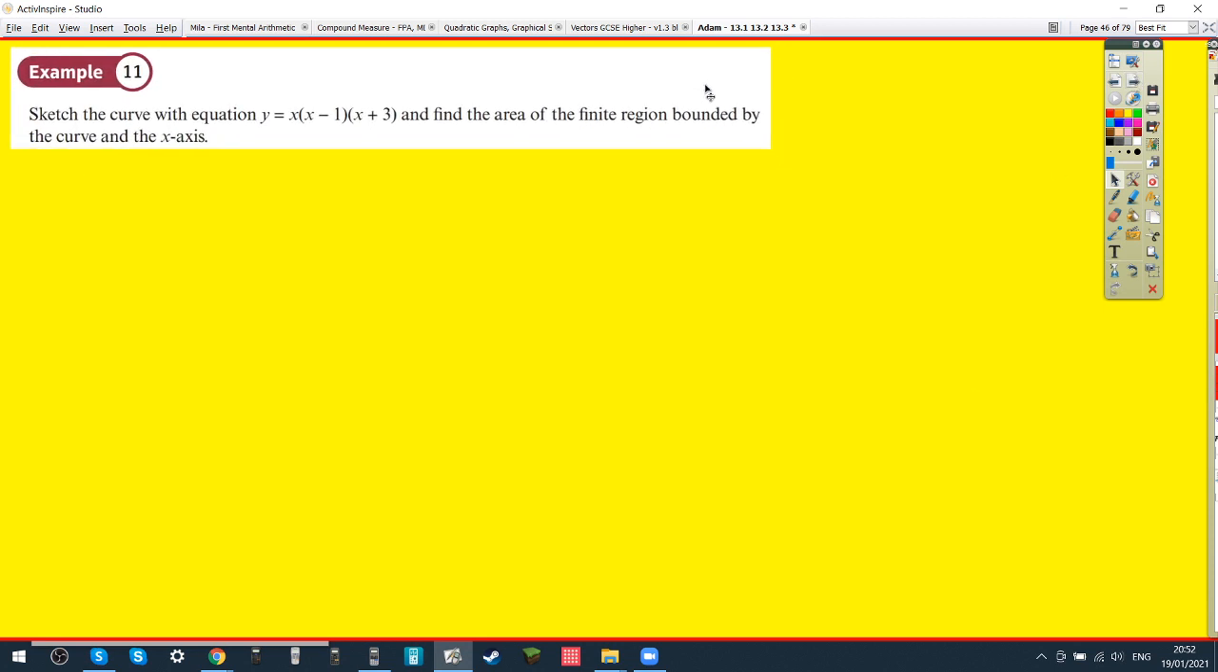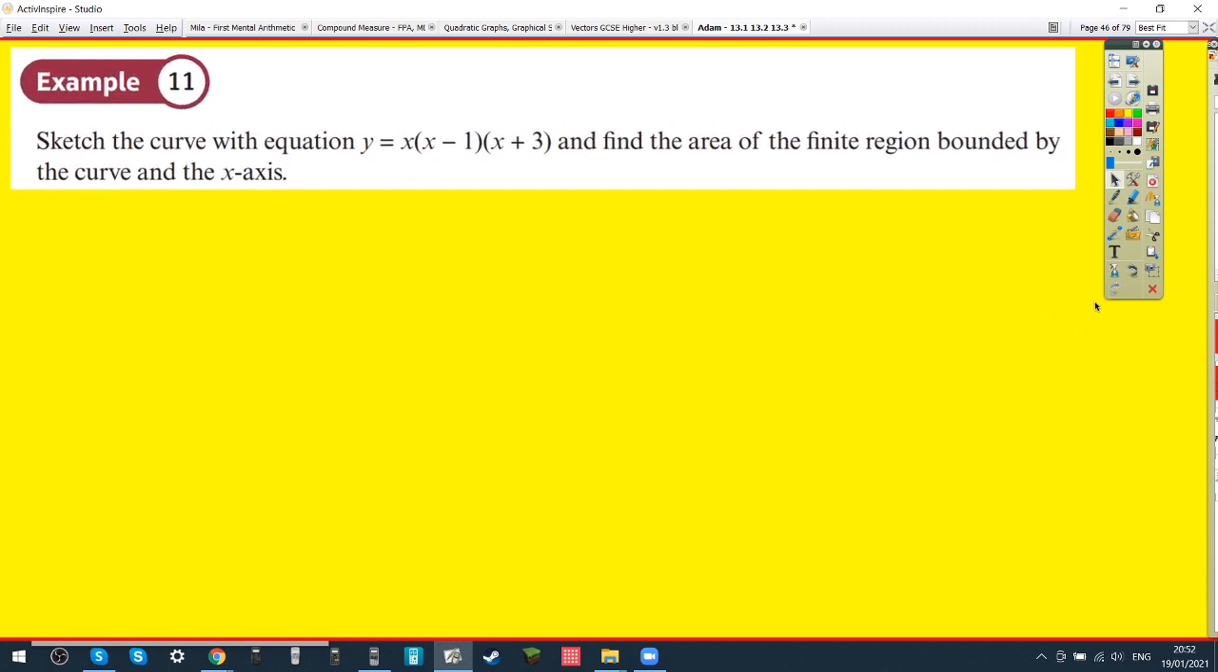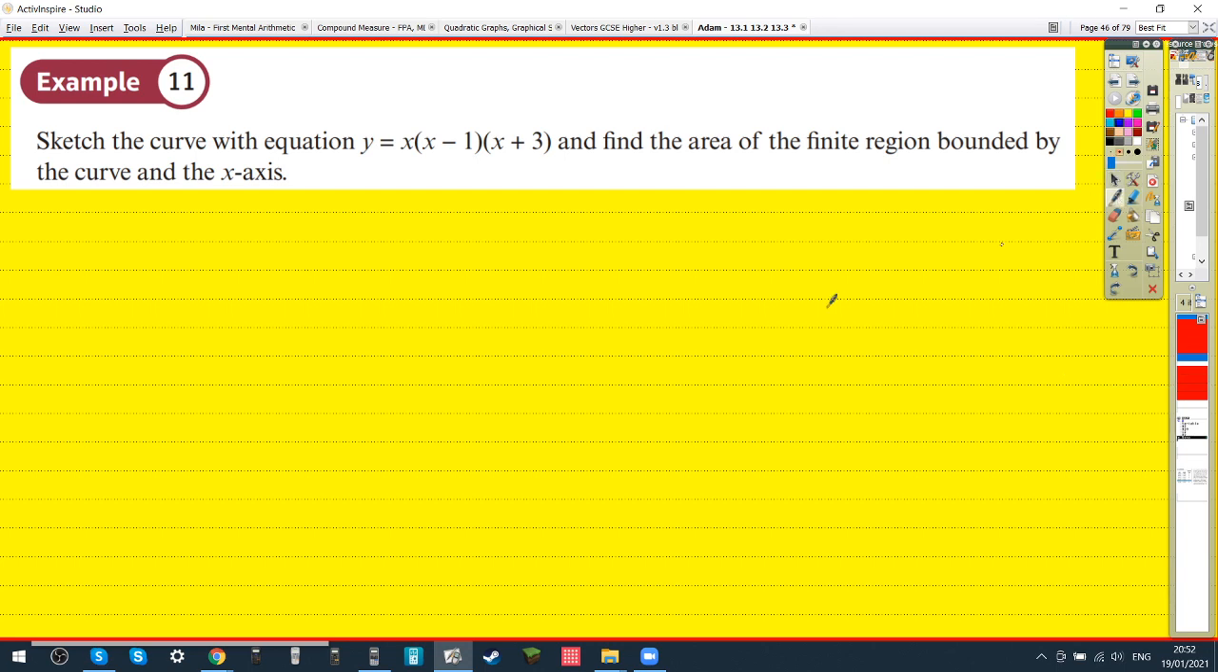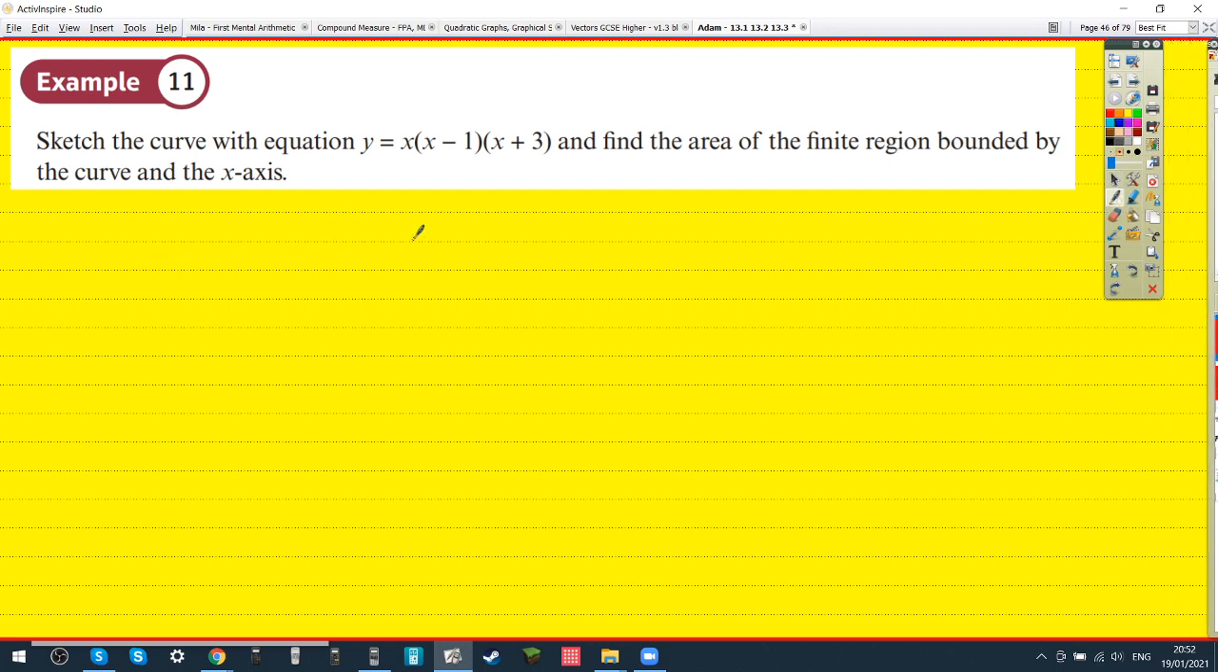Okay, let's see this one. Sketch the curve and find the area. So sketch this curve. What will it look like? Okay.